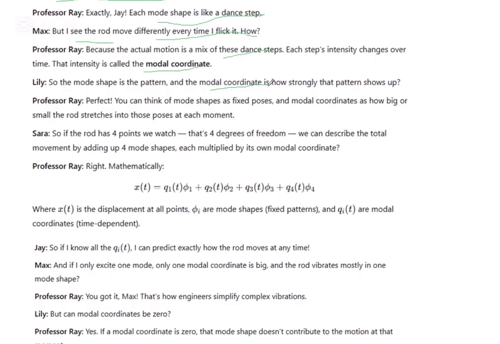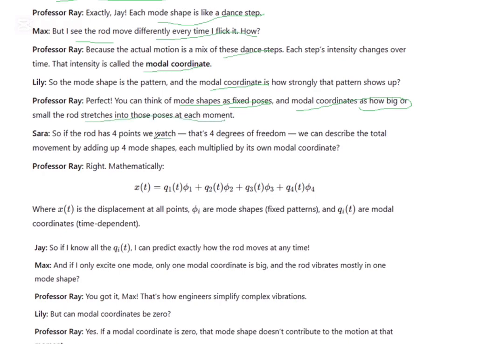If that coordinate is high, that pattern shows up more. If the modal coordinate is less, that mode is not that active. It does not show up. So you can think of mode shapes as fixed poses. You are giving the poses. And modal coordinates show how big or small the rod stretches into these poses at each moment.